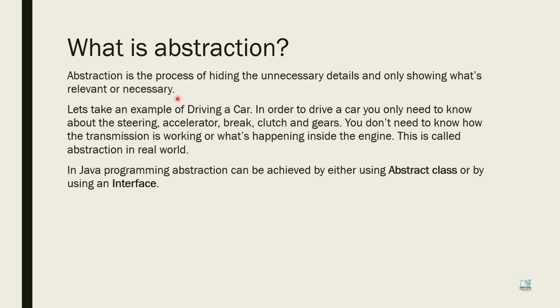For an example, if we talk about driving a car. If you need to drive a car, you only need to know about the steering, the accelerator, the brake, clutch and the gears. You do not have to know about the engine or about the transmission or any other component of the car. So this is one example of real world abstraction. In Java programming, abstraction can be achieved by either using the abstract class or by using an interface. So both of them we are going to discuss.